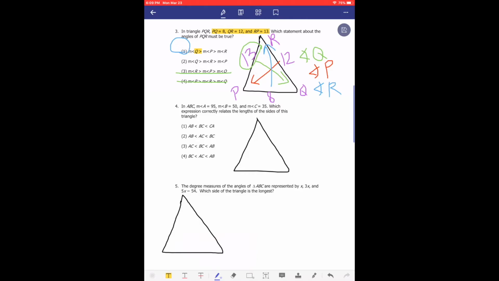Question 4. In triangle ABC, the measure of angle A equals 95, the measure of angle B equals 50, and the measure of angle C equals 35. Which expression correctly relates the length of the sides of this triangle? So by labeling my triangle A, B, and C, angle A is 95, angle B is 50, and angle C is 35. That was what was given to us.